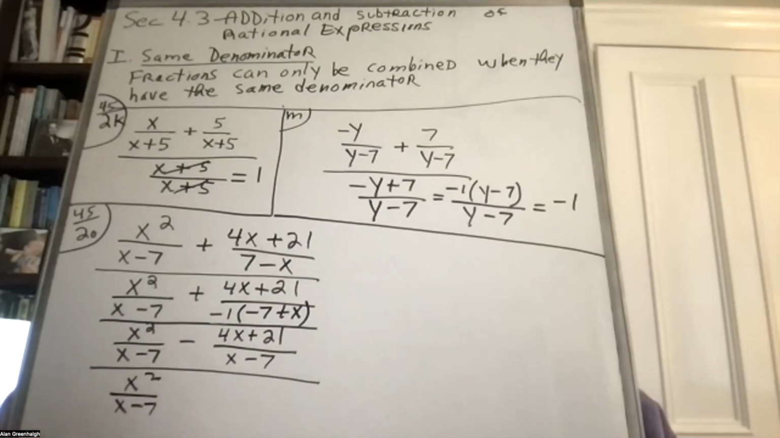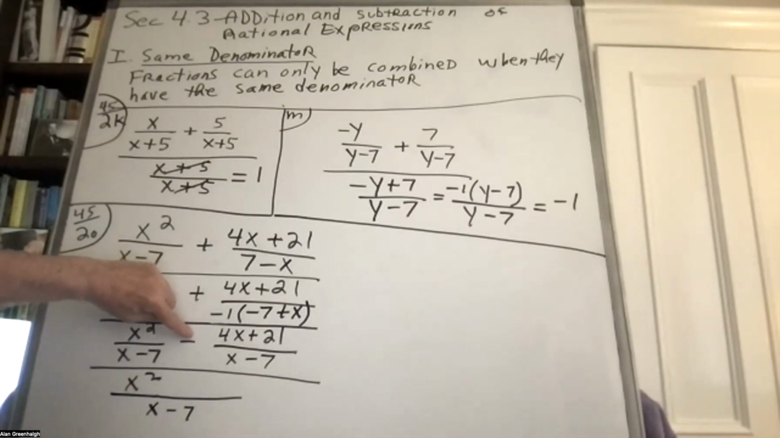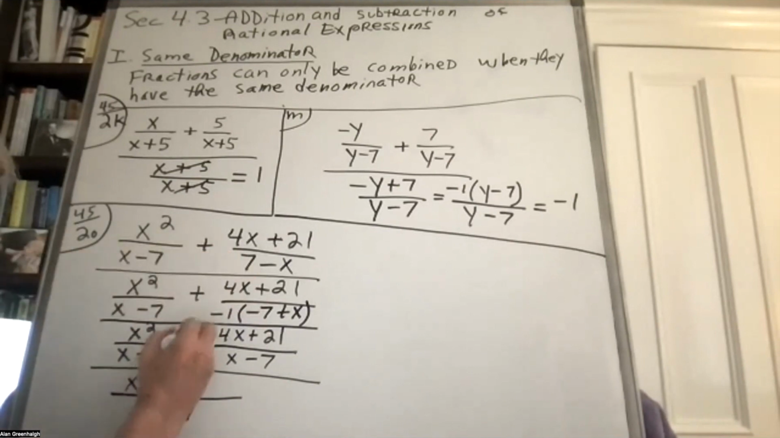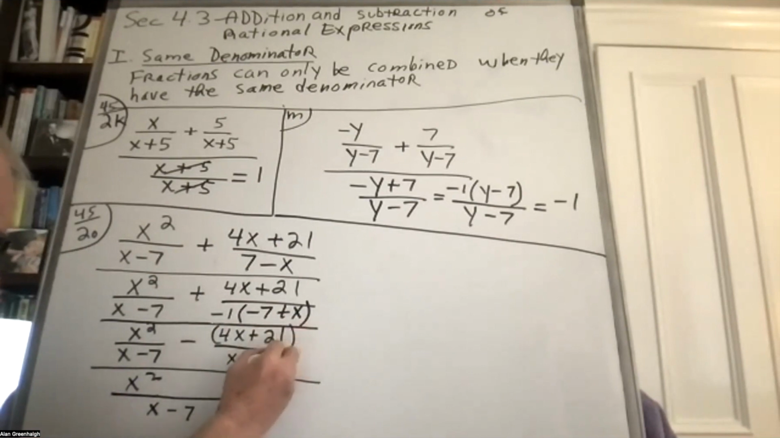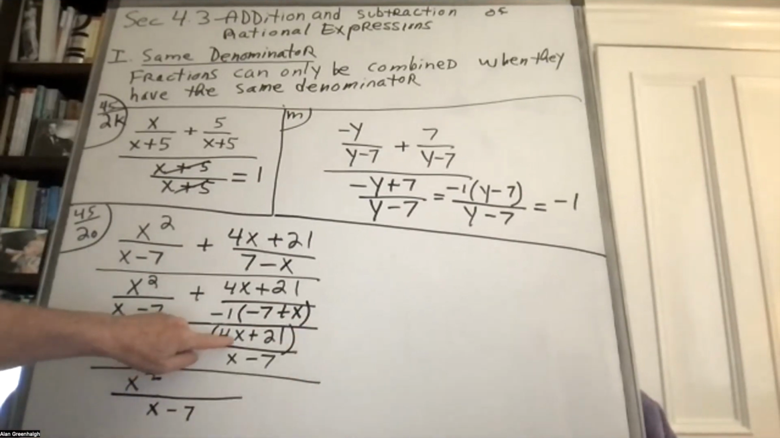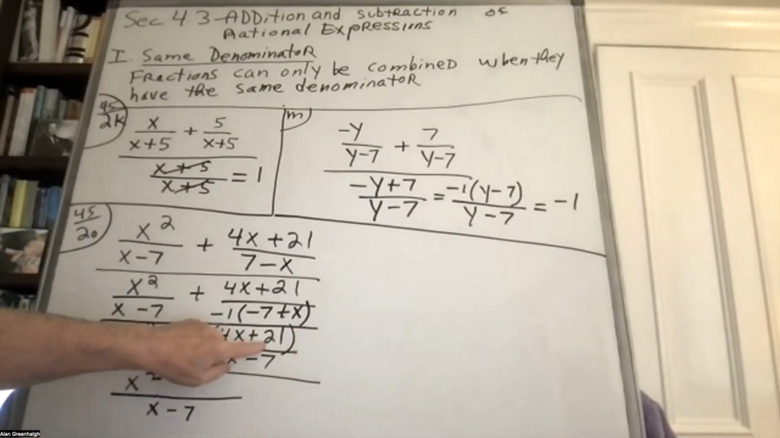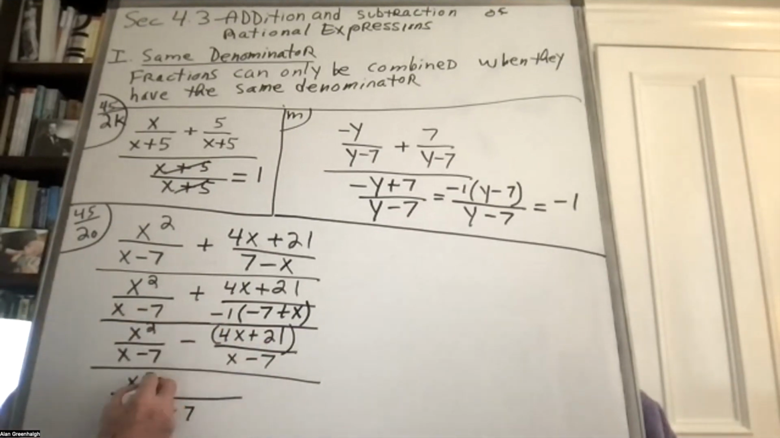And now let's combine them, I guess. So let's extend this out here. Let's center this a little better than it is. So let's put this over here like that. Now, this negative that I put up there really belongs to this whole thing. It doesn't just belong to the 4x. It also belongs to the 21. So this would become negative 4x minus 21.